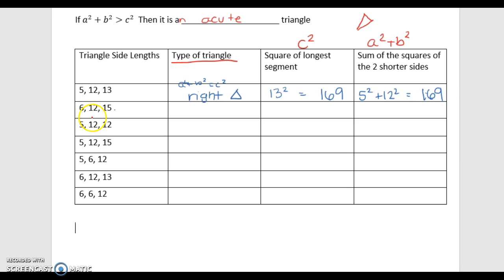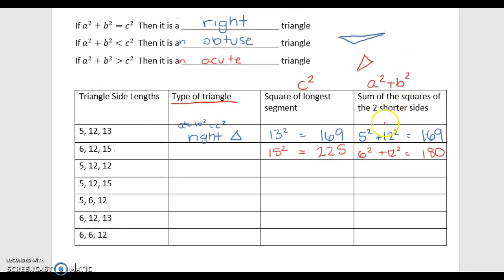Okay, so next we're looking at 6, 12, and 15. So go ahead, pause the video. The longest side is 15, so we're going to get 15 squared. And then the two shorter sides, 6 squared plus 12 squared. Go ahead and pause the video and get that right now. Okay, so hopefully you paused the video and you got 15 squared is 225. And then the shorter sides squared and added together is 180. Now if we look at our rules up here, a squared plus b squared is less than c squared. So this is going to be an obtuse triangle.